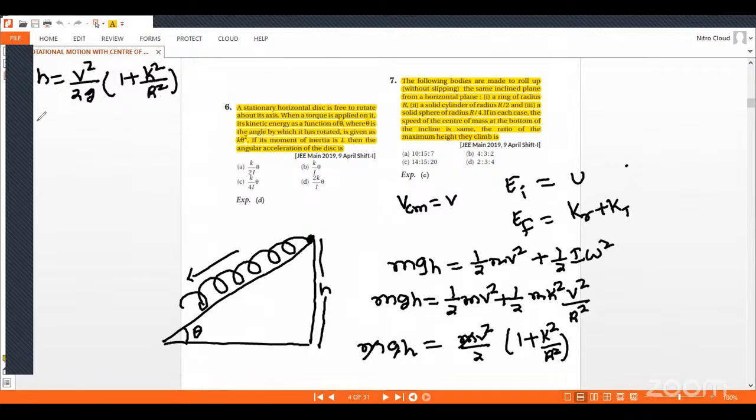For the ring, we can say k square by r square equals 1. So h ring is v square by 2g into 2.